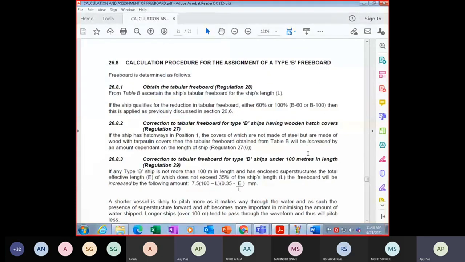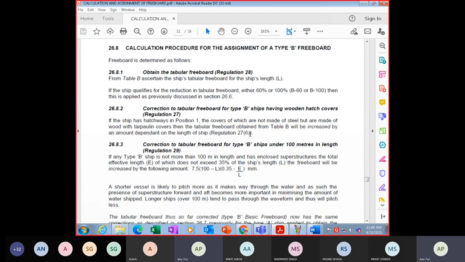Ab calculation for B type mein aate hain. So obtain your tabular freeboard from your table B, kyunki table A for A type and table B for B type as per your requirement. So if it qualifies by either 60% or 100%, that is B60 or B100, then ye corrections lagenge.